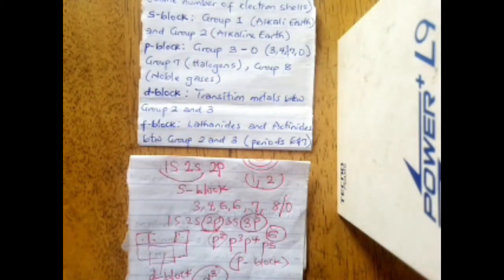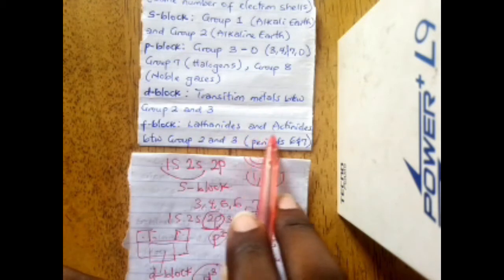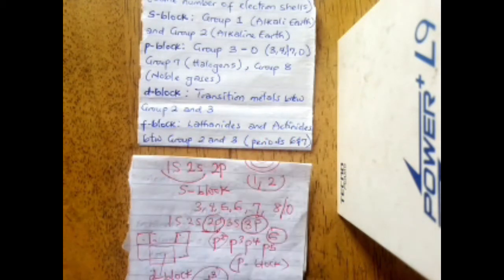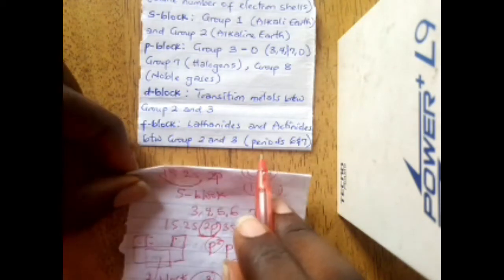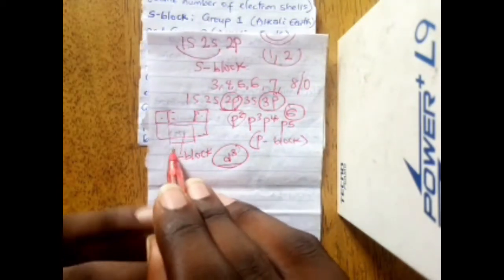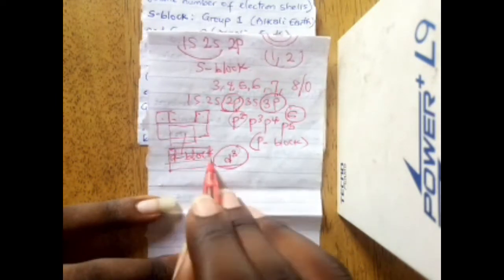Then lastly we also have the F block. In the F block, the families of elements are referred to as lanthanides and actinides, also between group 2 and group 3, but these are in periods 6 and 7. So in the periodic table, you have the D block here. You also have an extension of the periodic table.